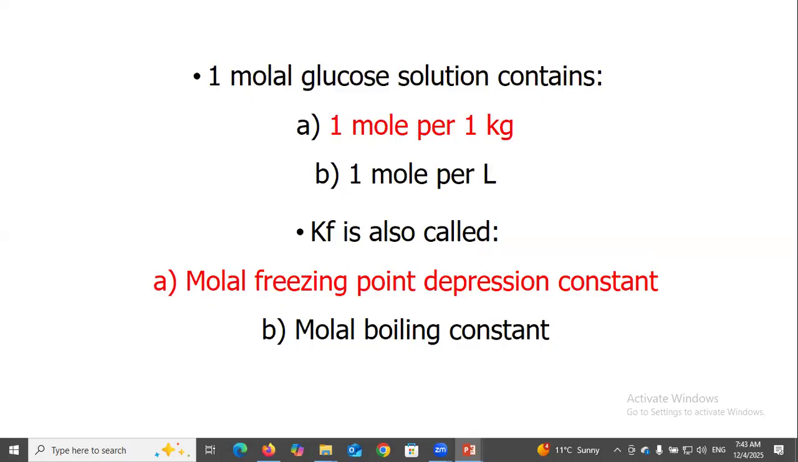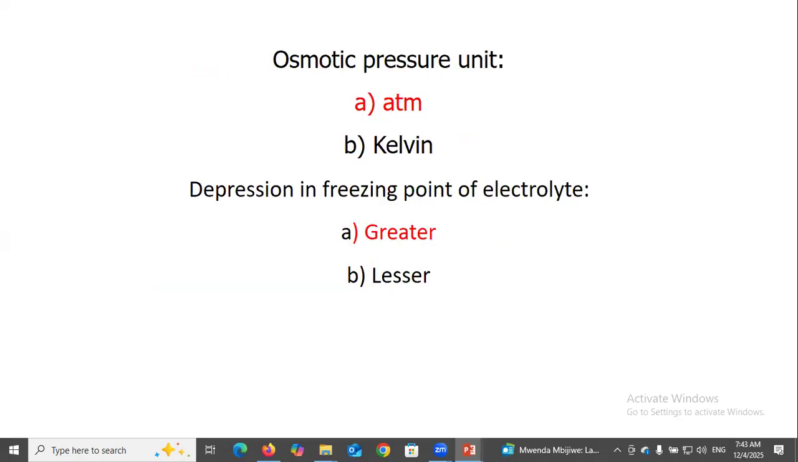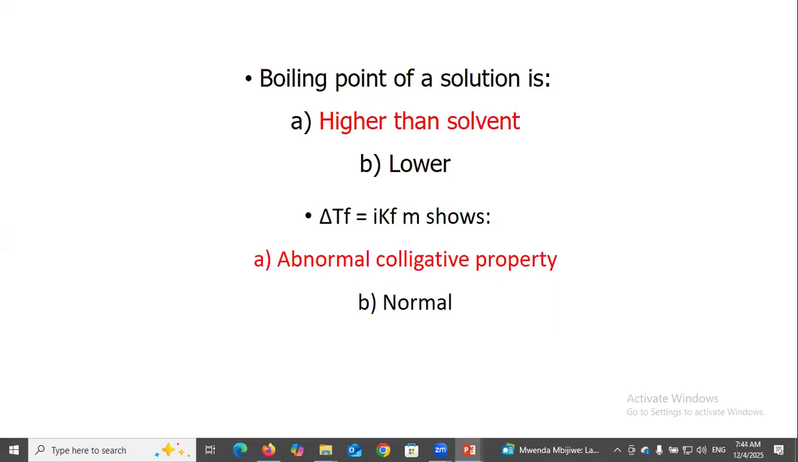A 1 molal glucose solution contains 1 mole per 1 kg. Kf is also called molal freezing point depression constant, and Kb is the molal boiling point elevation constant. Osmotic pressure unit is atm. Depression in freezing point of an electrolyte is greater. The boiling point of a solution is higher than that of the solvent. Abnormal colligative property: delta Tf equals i Kf m; the van't Hoff factor shows abnormal colligative property.